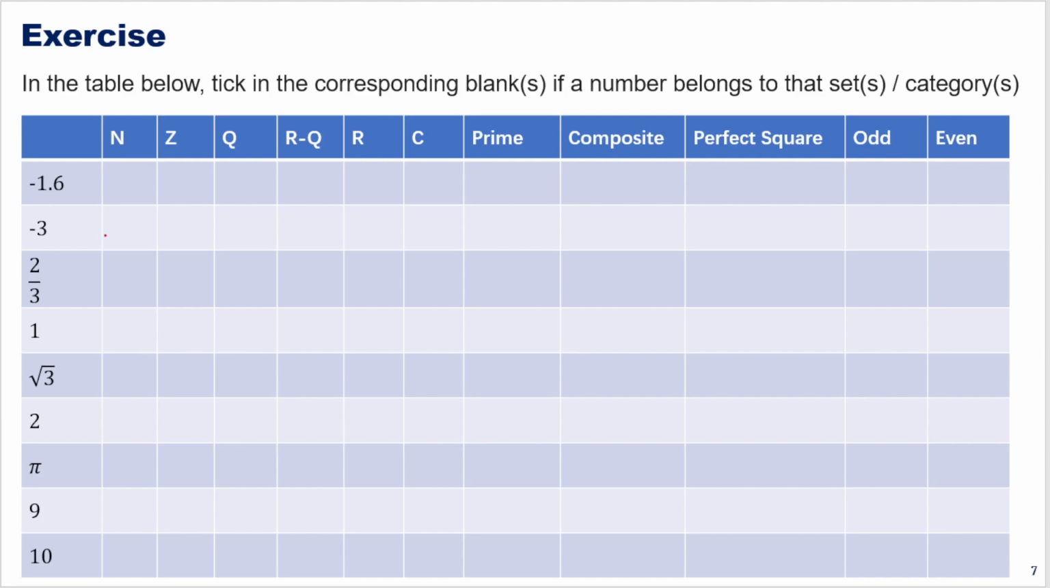And do you still remember the meaning of these symbols? N is the natural number set, Z is the integer number set, Q is the rational number set, R minus Q is the irrational number set, R is the real number set, right? C is the complex number set.